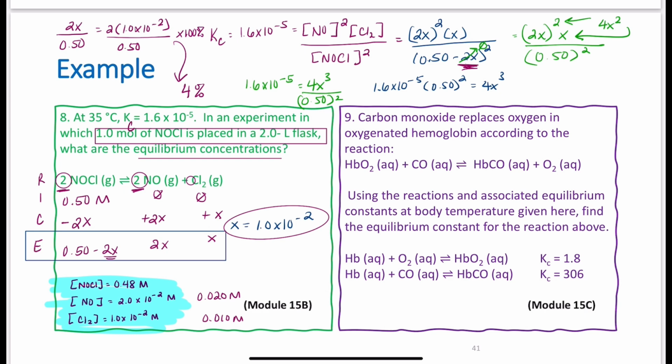Okay. Let's see. Number 9. Carbon monoxide replaces oxygen in oxygenated hemoglobin according to the reaction HbO2 aqueous plus CO aqueous in equilibrium with HbCO aqueous and O2 aqueous. Okay. Using the reactions and associated equilibrium constants at body temperature given here, find the equilibrium constant for the reaction above. Let me get some actual space here.